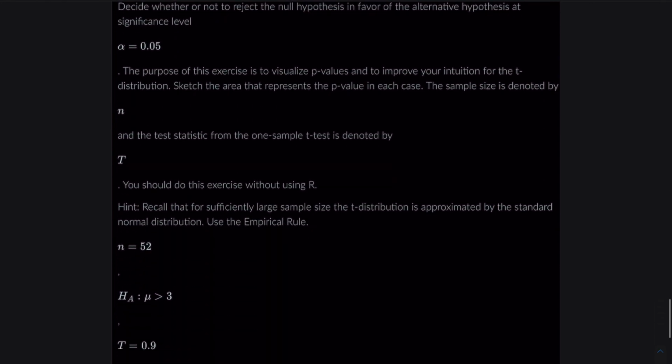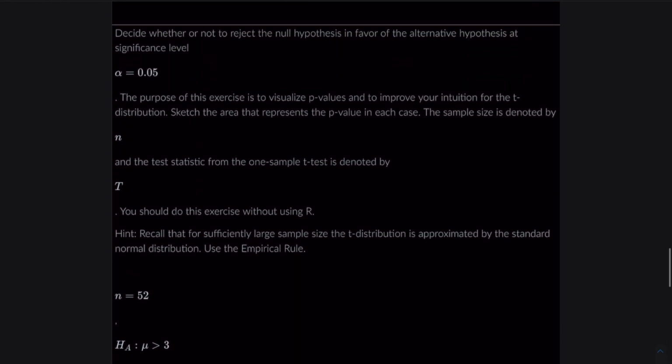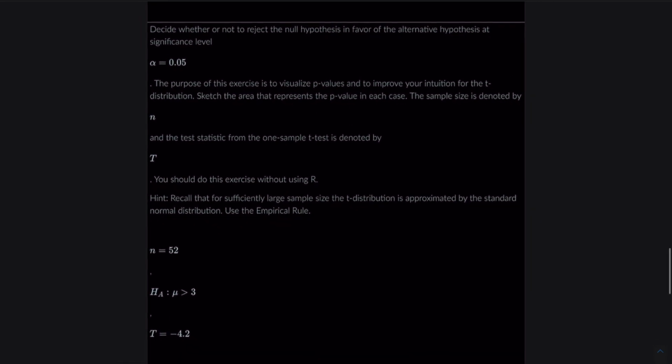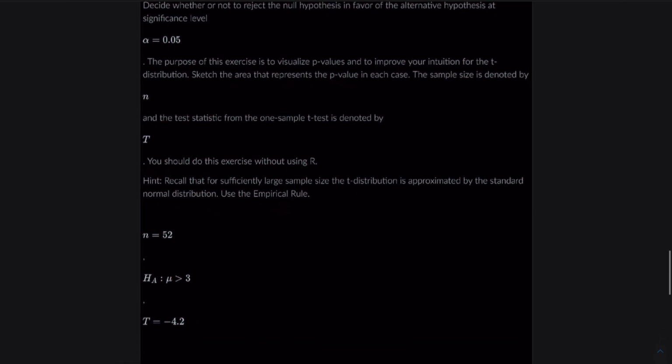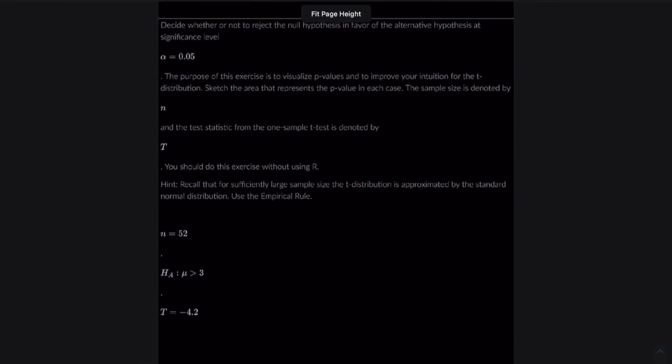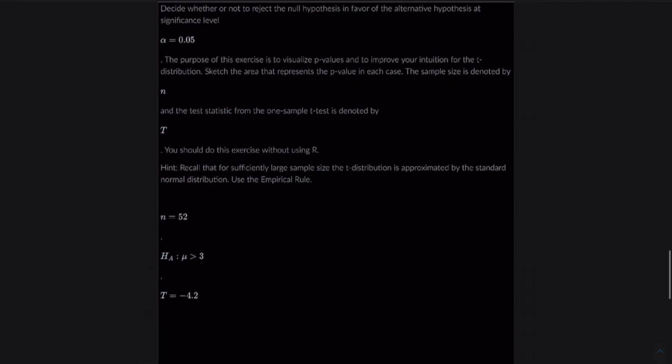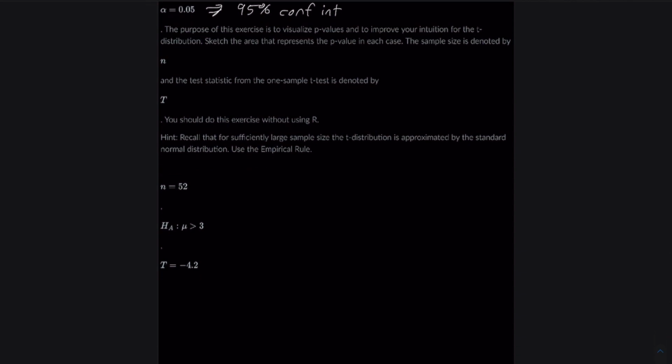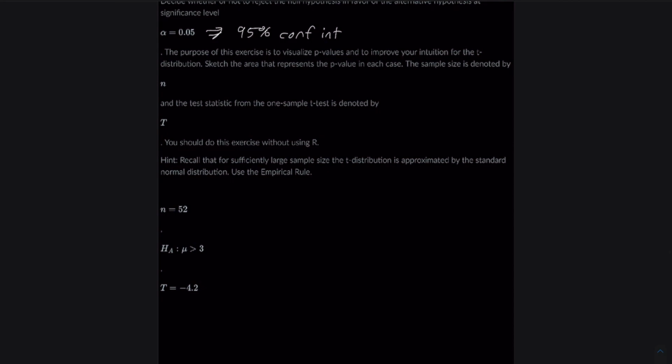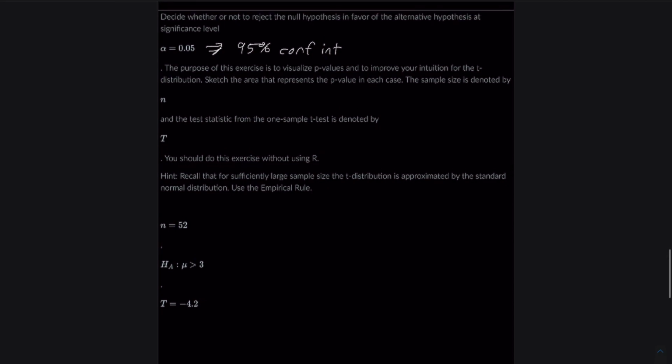So these last three problems are just testing to see if you know what to do with a hypothesis and how to reject a hypothesis. What it gives us here is the significance level. So for this first one, alpha equals 0.05. This means a 95% confidence interval, and that's sort of the way I like to think about it. So what is it asking? Okay, it's determine whether or not to reject the null.